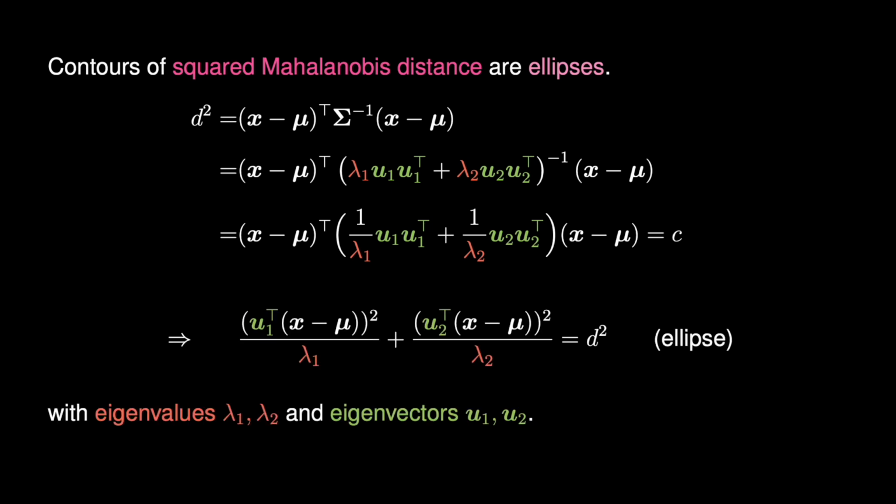And there's the result. Setting the squared Mahalanobis distance equal to a constant c gives an ellipse equation with a semi-axis proportional to the square roots of the eigenvalues. The covariance structure is fully encoded in the ellipse shape.